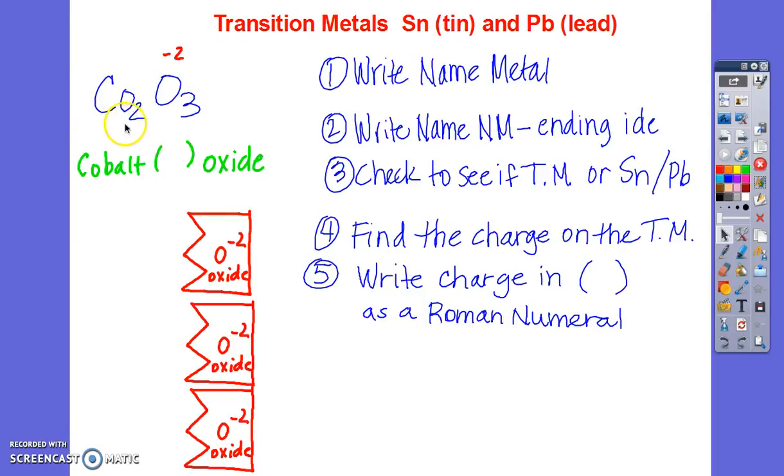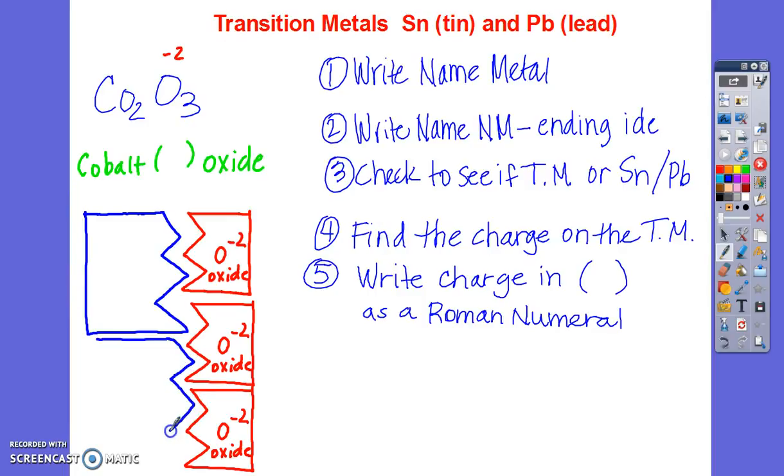How many cobalts do you have? Look here, you have 2. So we're going to draw 2 cobalts. And we're trying to get this Roman numeral. We're trying to figure out what's the charge on one of these cobalts. So I have 2 of these pieces. Looks like that would be 1 piece. You know I'm not the greatest artist in the world. 2 pieces. This would be cobalt.